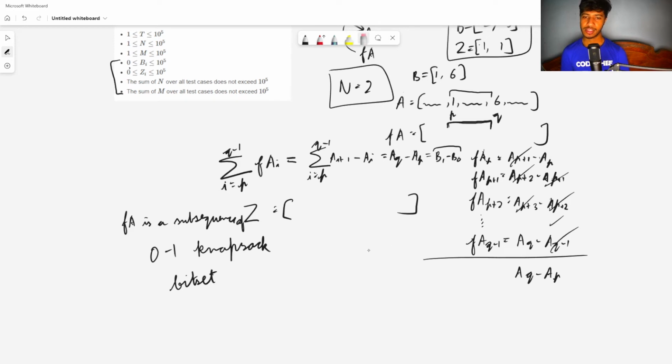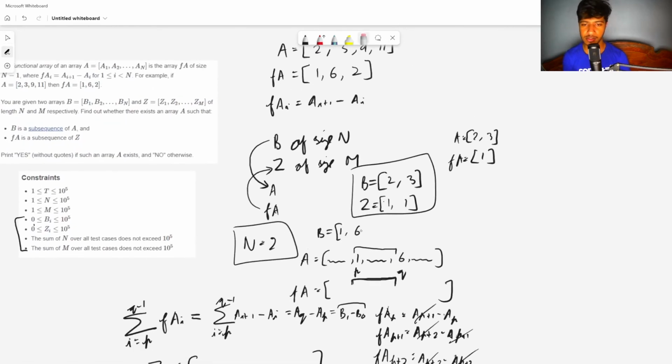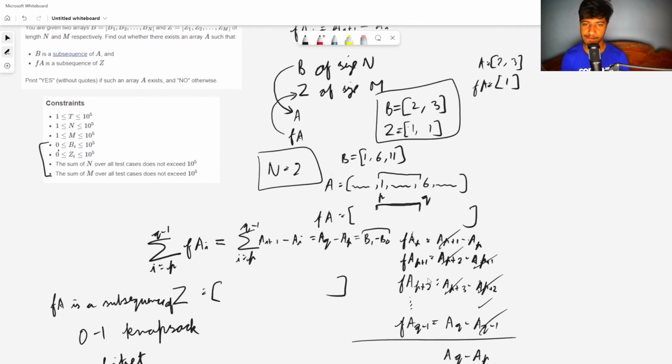But this is only for n equals 2. What if B has more elements? So instead of 1 6, let's say it is 1 6 11. What now? Try to extend this idea now. So now A will look like some elements 1, some elements 6, some elements 11, and then finally some elements.